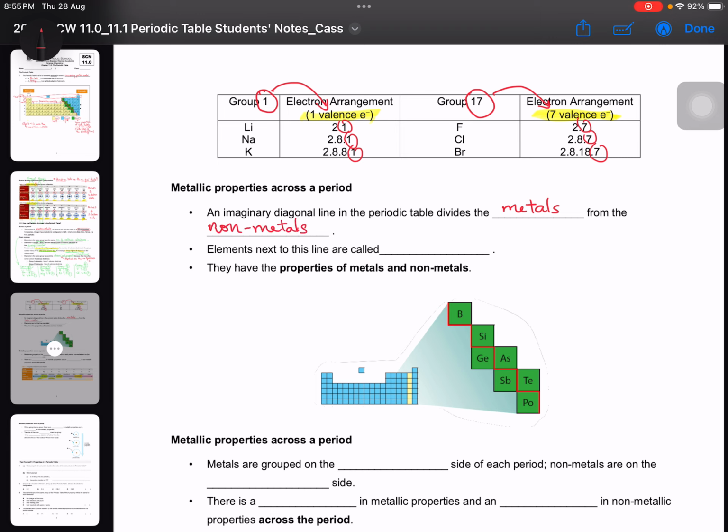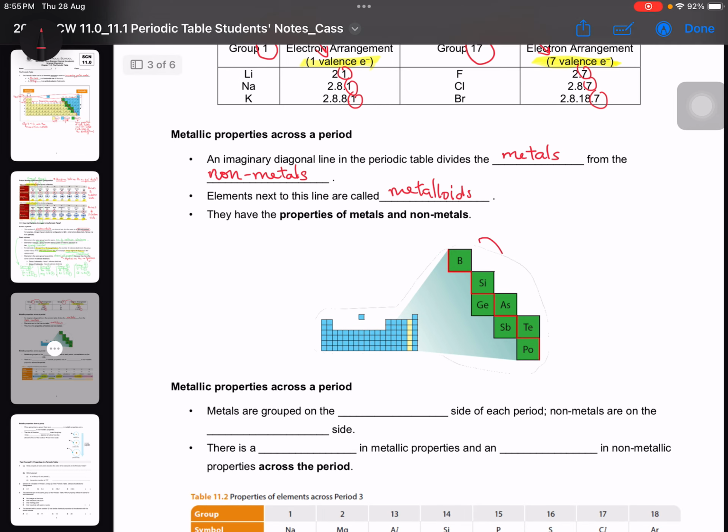And elements next to this line are called metalloids. So what are the metalloids? As shown in this diagram, the green ones. These are the metalloids. So B is boron, Si is silicon, Ge is germanium, As is arsenic, and so on.